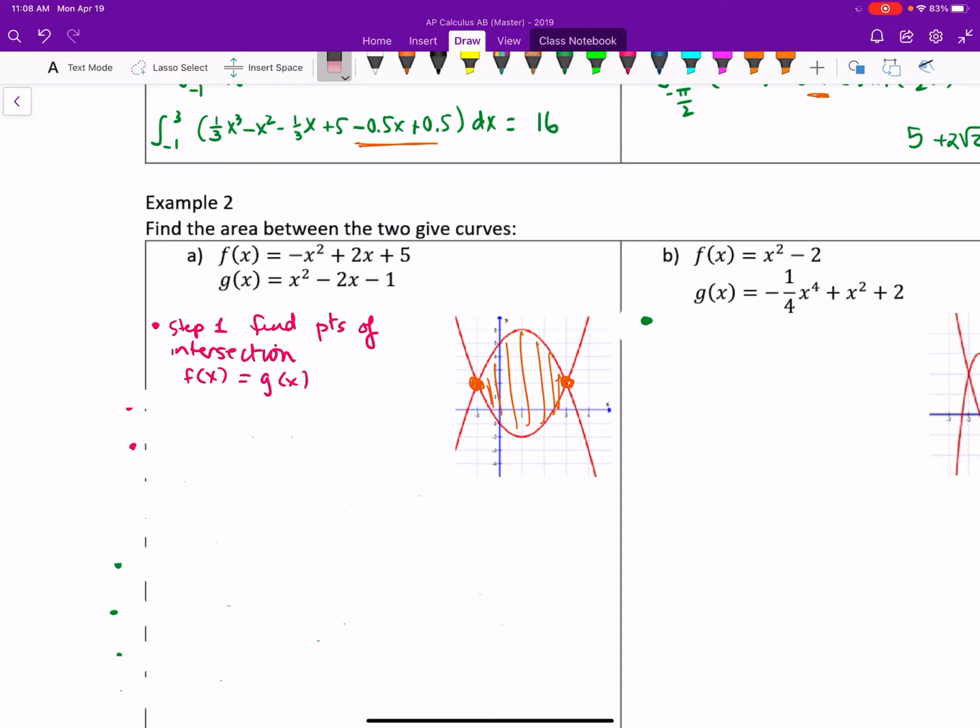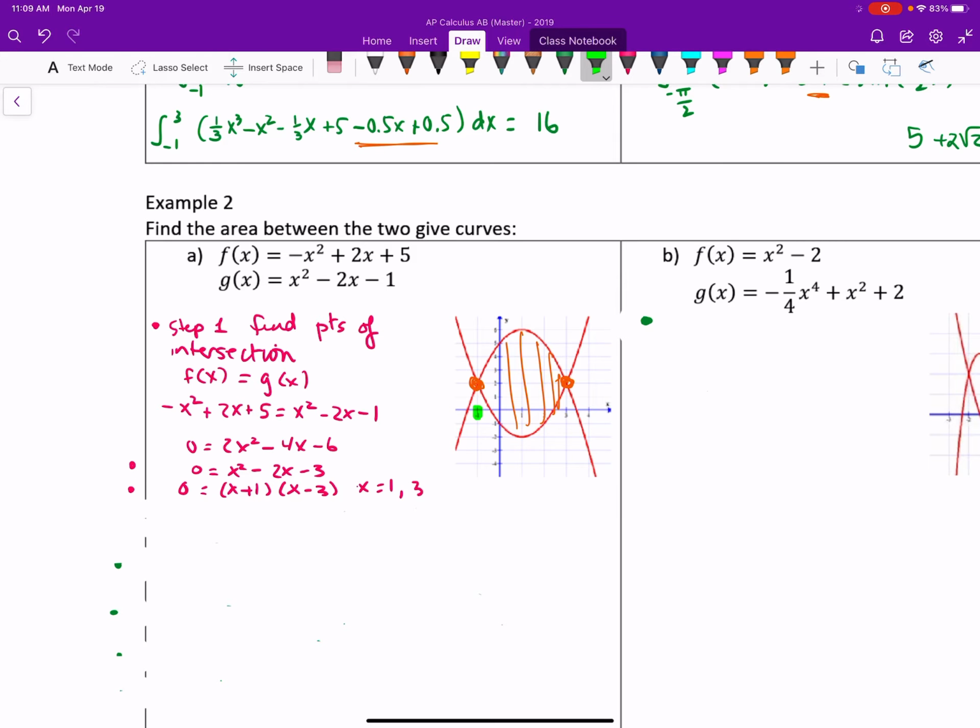Your first job is to figure that out. So step number 1 is to find the points of intersection of f of x and g of x. So set the two equal to each other and then solve. In this case, they happen to factor nicely, and we end up at -1 down here. So -1 is one and 3 is the other. That's my job number 1, is to find the boundaries. Then we're going to move on and integrate.